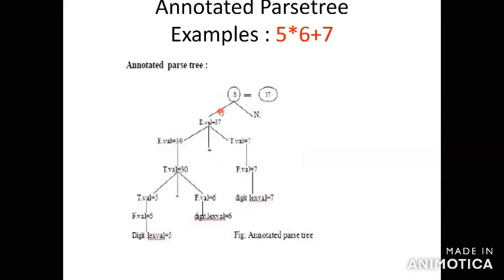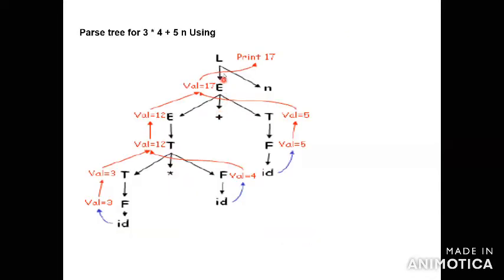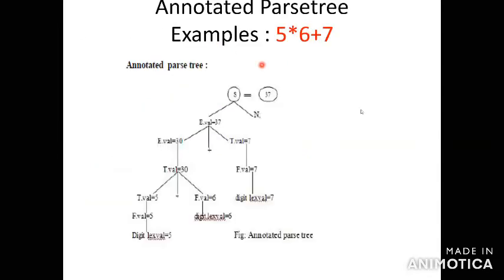So how to print? L tends to E into N. So what is the value here? 3 into 4 is 12. 12 plus 5 is 17. So based on the given input string for the context-free grammar associated with the production rules, you have to draw the parse tree construction. This parse tree construction is nothing but called an annotated parse tree. Similarly you have to check another example.